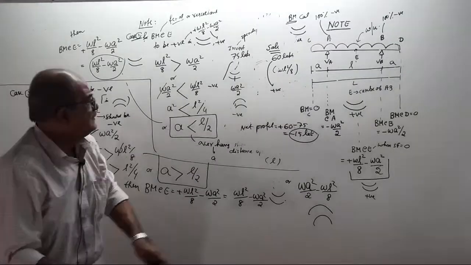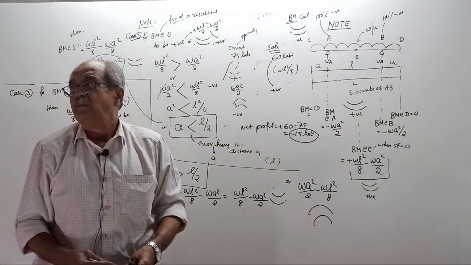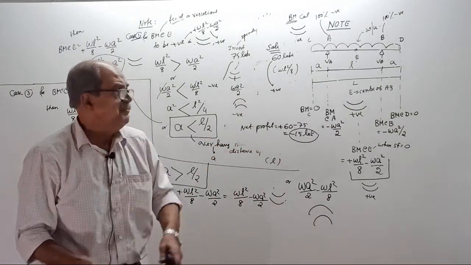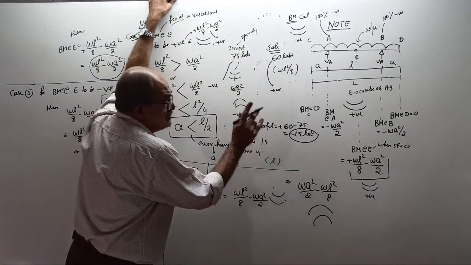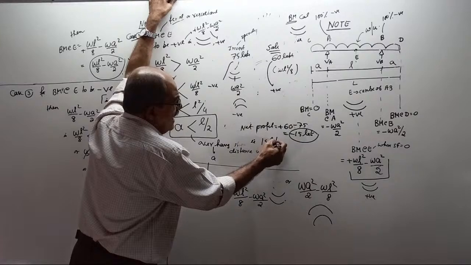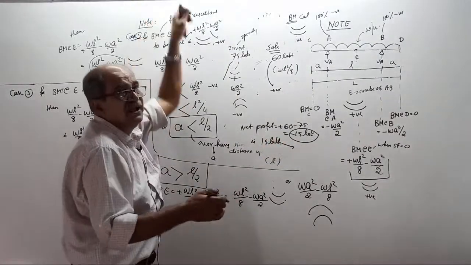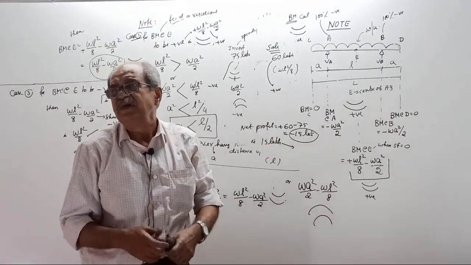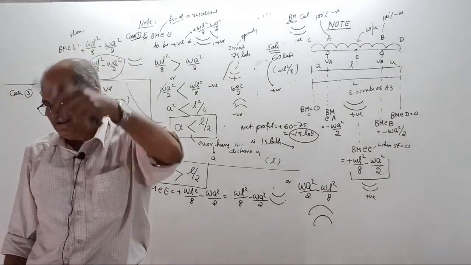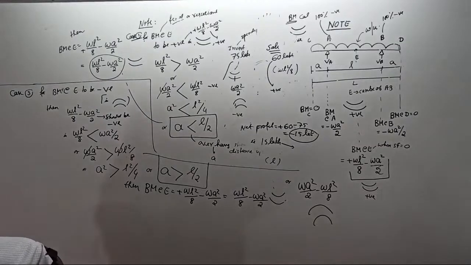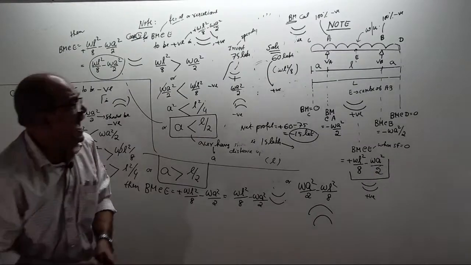Minus 15 is the profit. Minus 15 is the profit means remove the sign. That means without the sign, 15 lakh is what? Tell me. Minus 15 is the profit means 15 lakh is what? 15 lakh is loss.